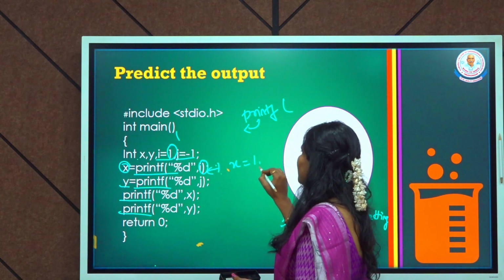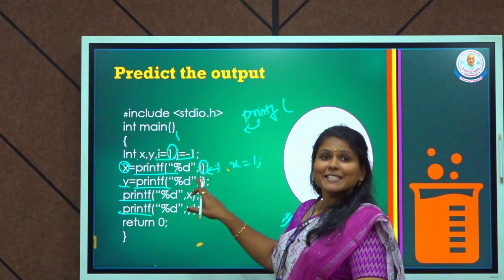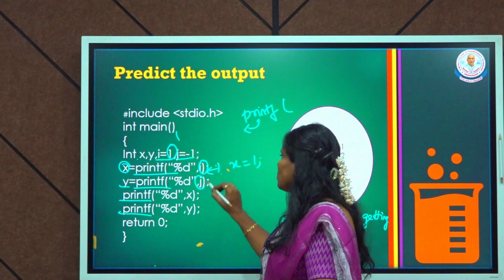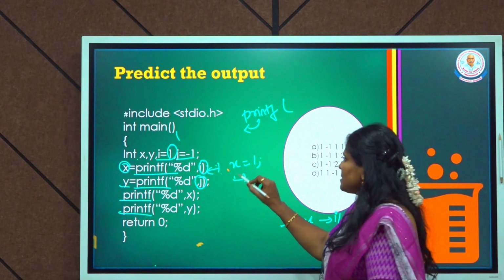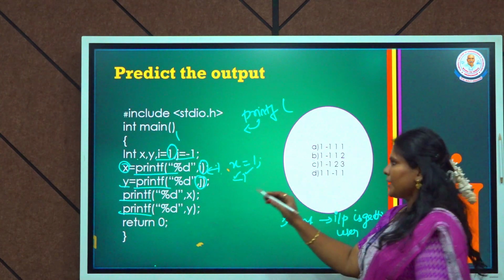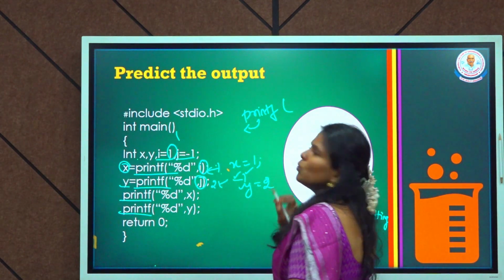Therefore x will be assigned the value 1. In the same way, for printf %d of j, how many characters is it going to print? It is -1, that is, the minus is one character and the 1 is one character. So it will return 2. Therefore the y value is 2 here.